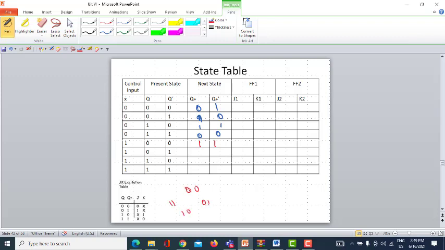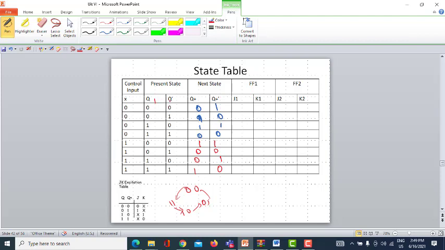For 0, 0, the previous state will be 1, 1. For 0, 1, the previous state will be 0, 0. And if it is 1, 0, the previous state is 0, 1. For 1, 1, the previous state is 1, 0. So J1, K1, again you need to fill it up.